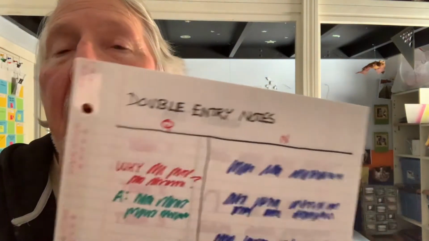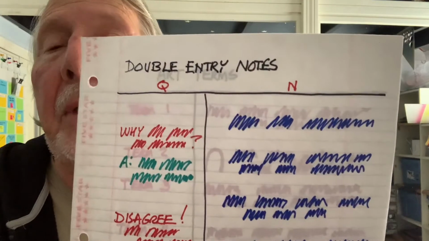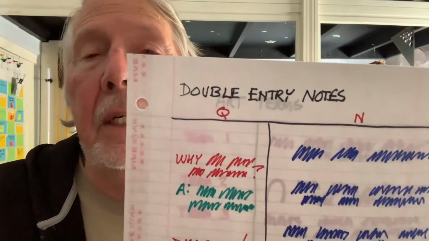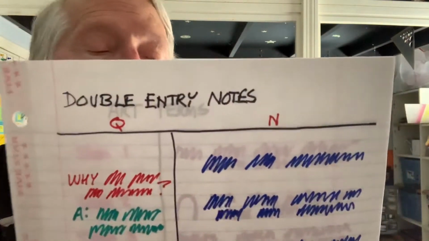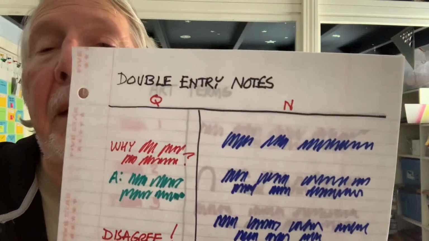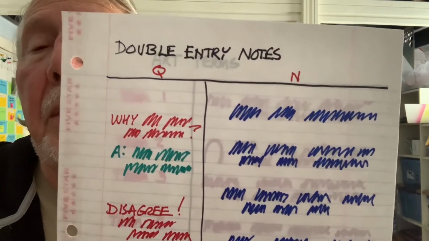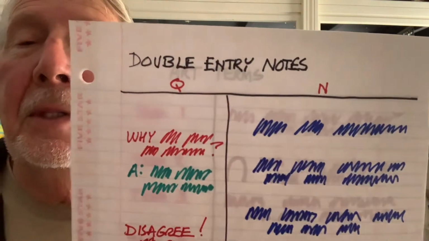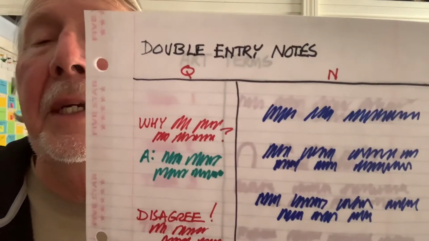The second thing is called double entry notes, and some of you may know it, but it was new to me. I put it into effect when I went to college to take refresher classes, and I really love it. I want you to use it. That's one of my quirks. I want you to use this sort of note-taking.